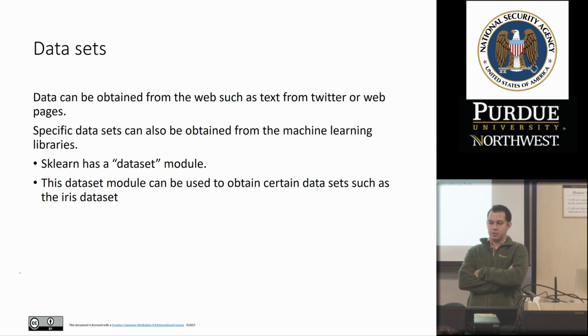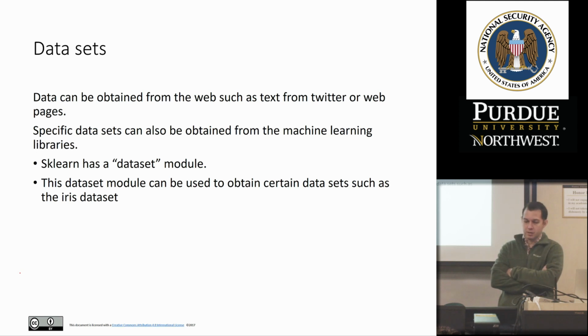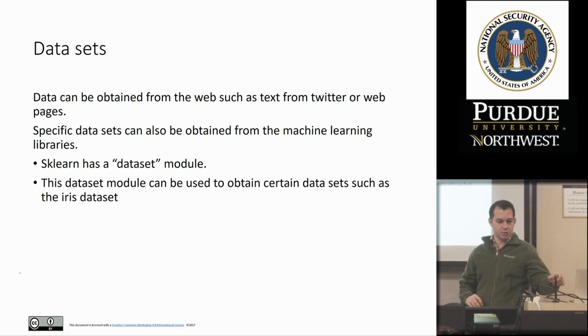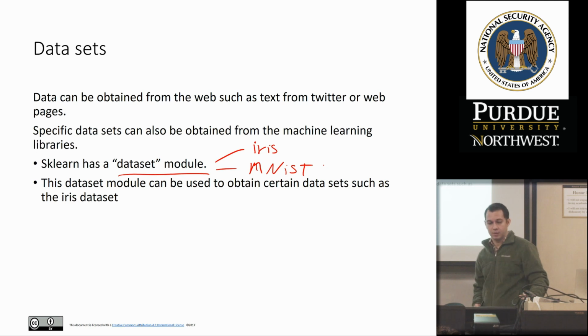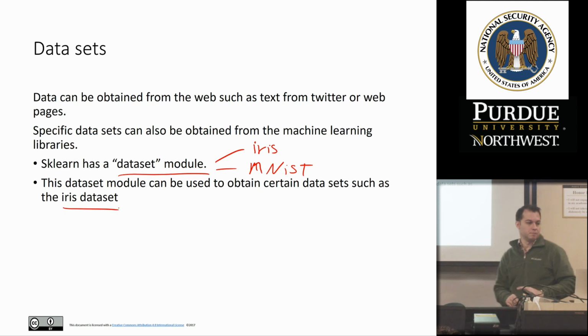Specific data sets can also be obtained from machine learning libraries. For instance, sklearn, which is one of the tools we will use, has the datasets module, which includes pretty standard data sets that we will use here, like Iris and MNIST. So the names are Iris and MNIST, which are very classic data sets for machine learning. This datasets module can be used to obtain certain data sets, such as, as I said, the Iris dataset.